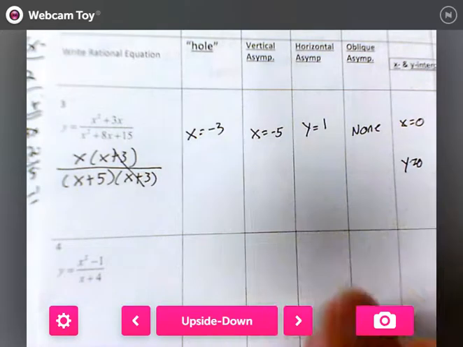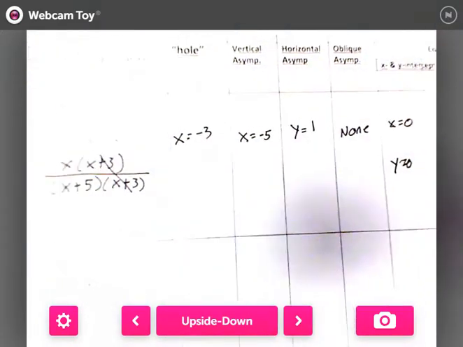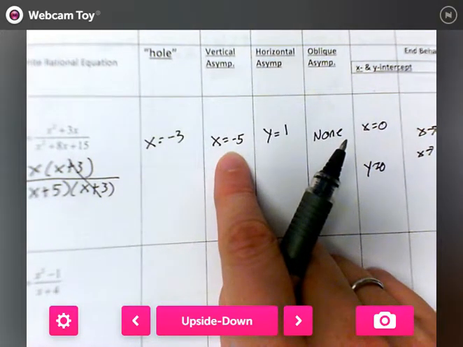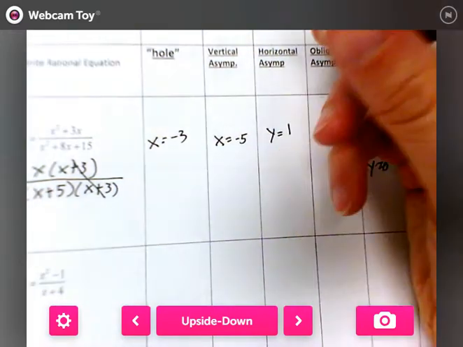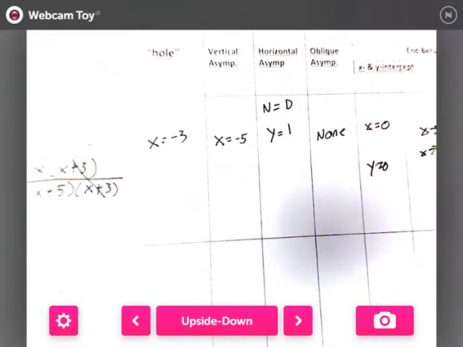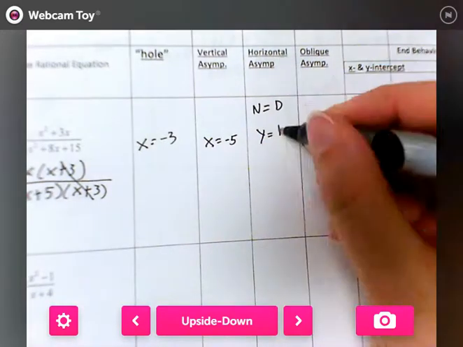Why is it x equals negative 3? Because those are the ones we can cancel out. The vertical asymptote is x equals negative 5. That's what's on the bottom. The horizontal asymptote is y equals 1 because the numerator's degree and the denominator's degree are the same, so it's the leading coefficients. What is it? 1. Y equals 1.